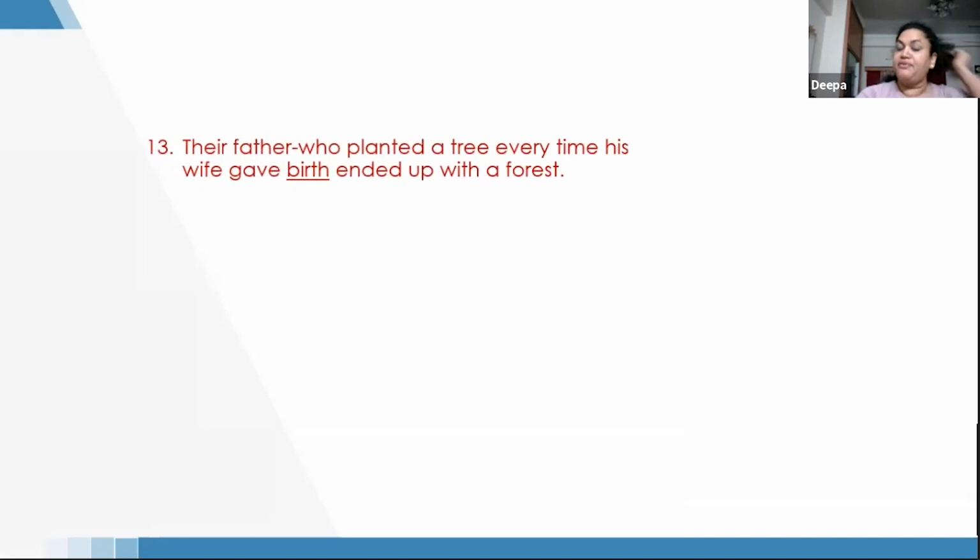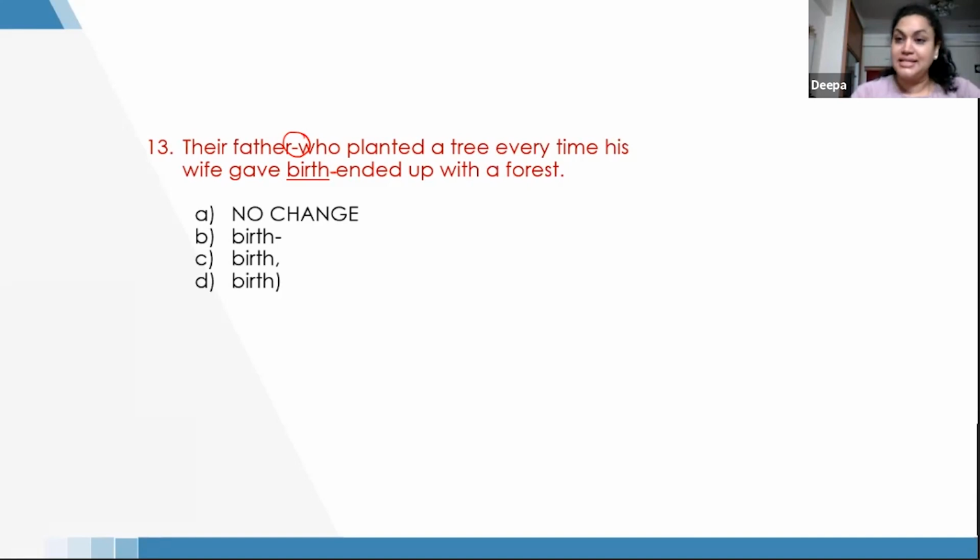Let's go to the next question. The father who planted a tree every time his wife gave birth ended up with a forest. Now here, it started with a dash. So therefore, here also we require a dash. Let's check for the options. Yes, we have an option that has a dash and therefore we have to take it as the right option.